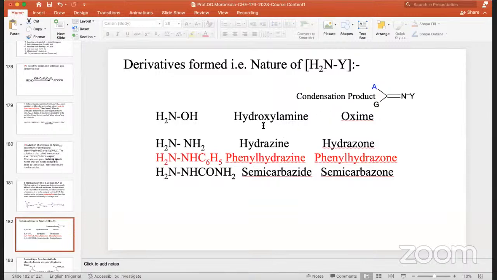If you are reacting it with hydroxylamine, what you will form finally is the oxime, with the C=N-OH bond. NOH is from the hydroxylamine, and the final product will be an oxime. Over here, it is hydrazone. For the phenylhydrazine reagent, you have phenylhydrazone. And for the semicarbazide, it gives the condensed product called semicarbazone.